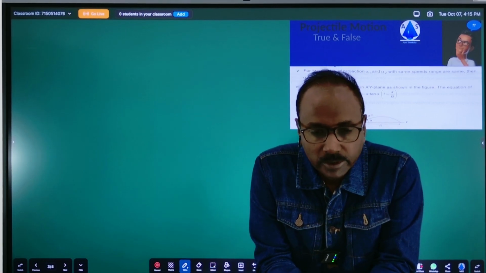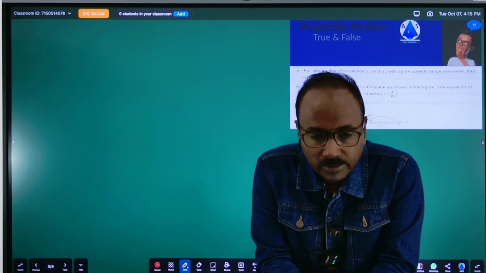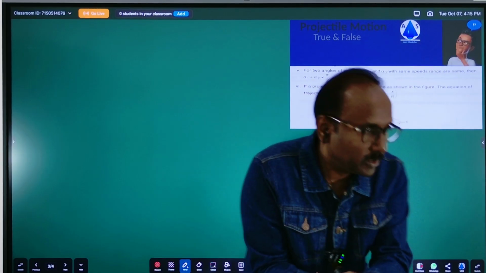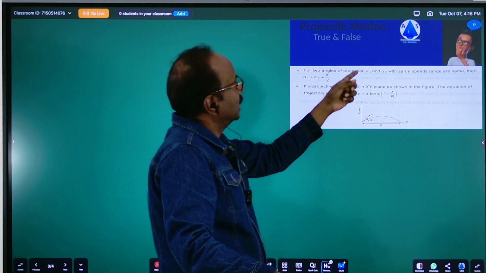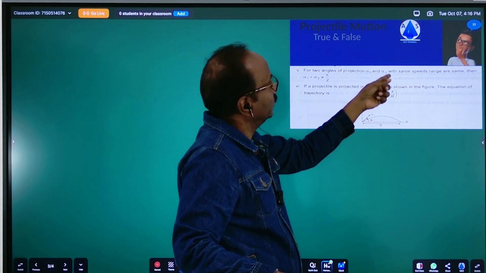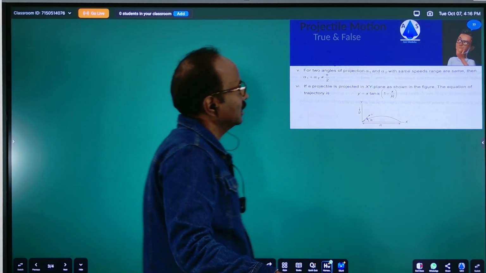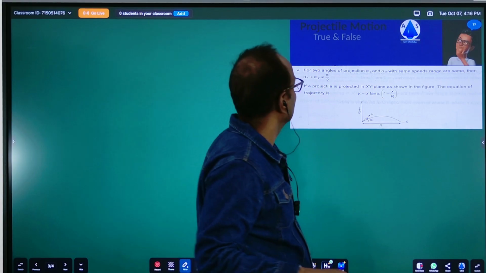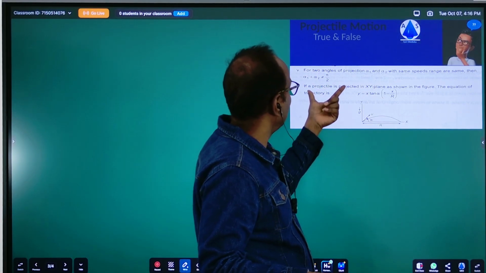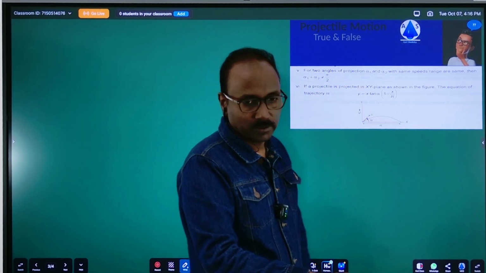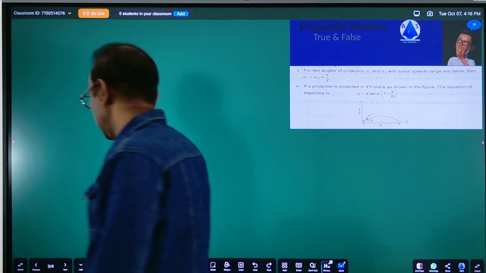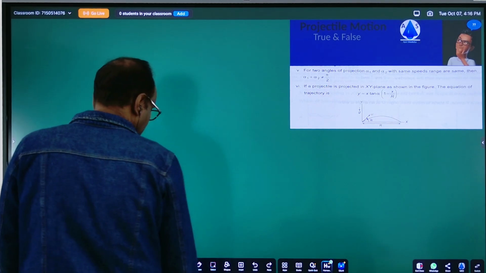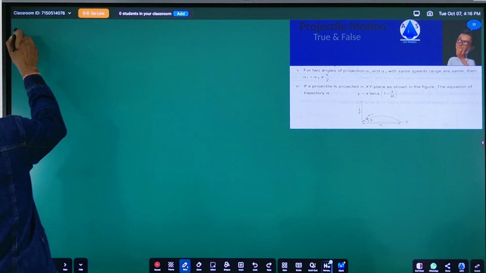Let us look into this problem now. Based on true and false, the statement is given as: for two angles of projection alpha 1 and alpha 2 with same speed, if the ranges are same, then alpha 1 plus alpha 2 is not equal to pi by 2. So this is your statement. You have to justify whether this is true or false.